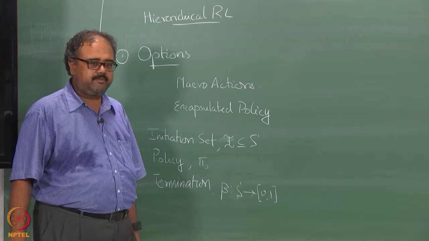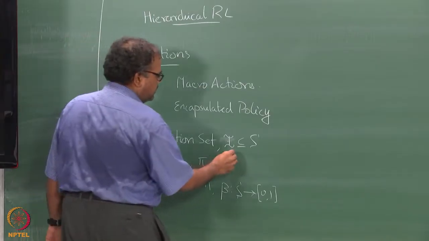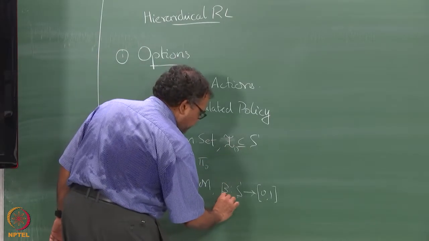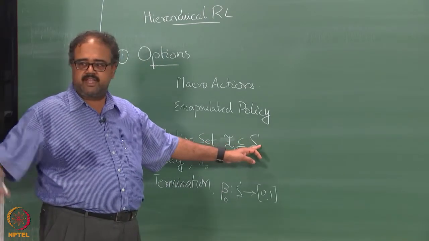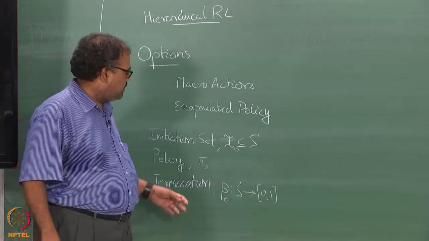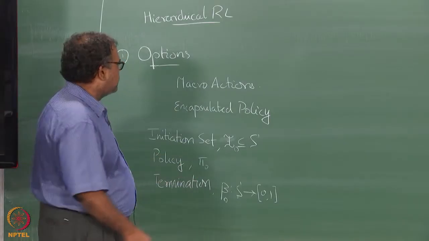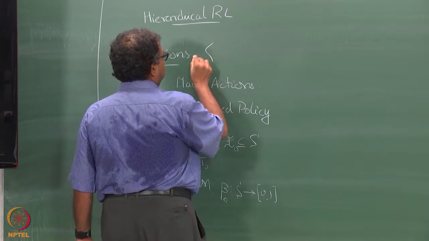So these are the three components that make up an option, right? So I have the basic MDP, which is some states, actions, and so on and so forth, and an option is going to consist of these three things.